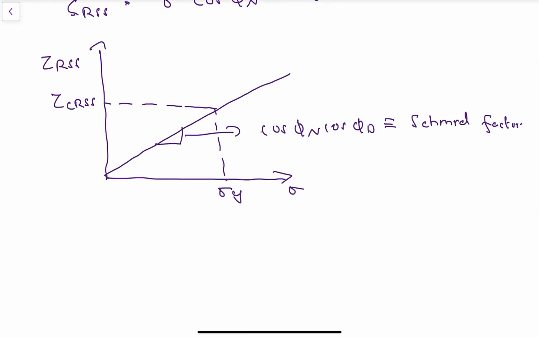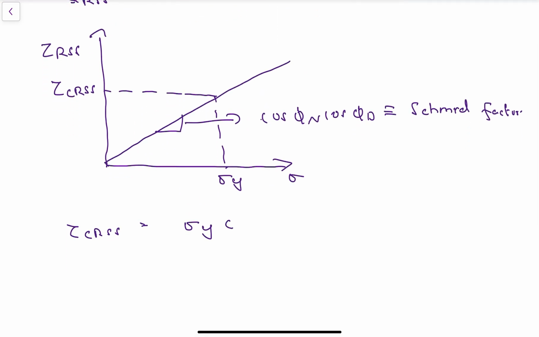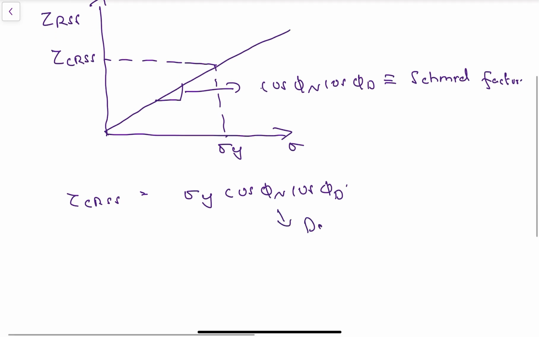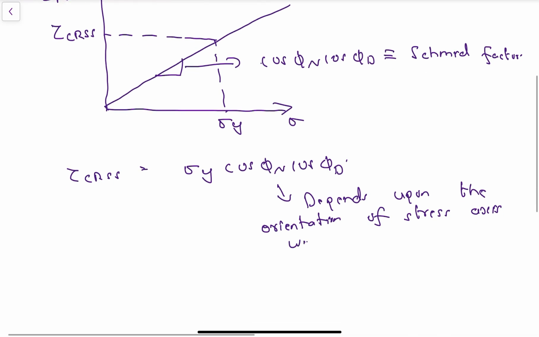So we can see that critical shear stress is the shear stress corresponding to the yield stress, that means when the material starts yielding. So that is sigma y cos phi n cos phi d. And this cos phi n cos phi d is the Schmidt factor, and this depends upon the orientation of stress axis with respect to slip system.